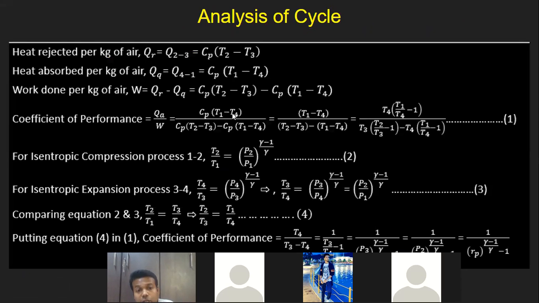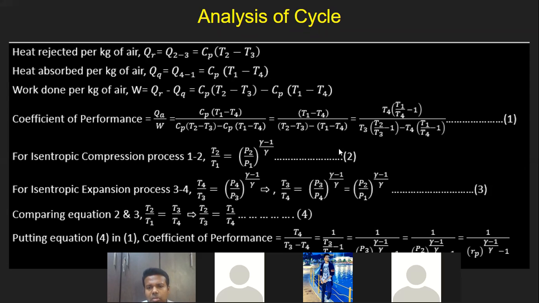For an isentropic process, in the first chapter of thermodynamics we have derived the law. What was that law? Final temperature by initial temperature is given by final pressure by initial pressure raised to power gamma minus 1 by gamma, which is equal to initial volume by final volume raised to power gamma minus 1. I'm not writing that volume term; we'll focus only on the temperature and pressure terms. So final temperature by initial temperature is final pressure by initial pressure raised to power gamma minus 1 by gamma.